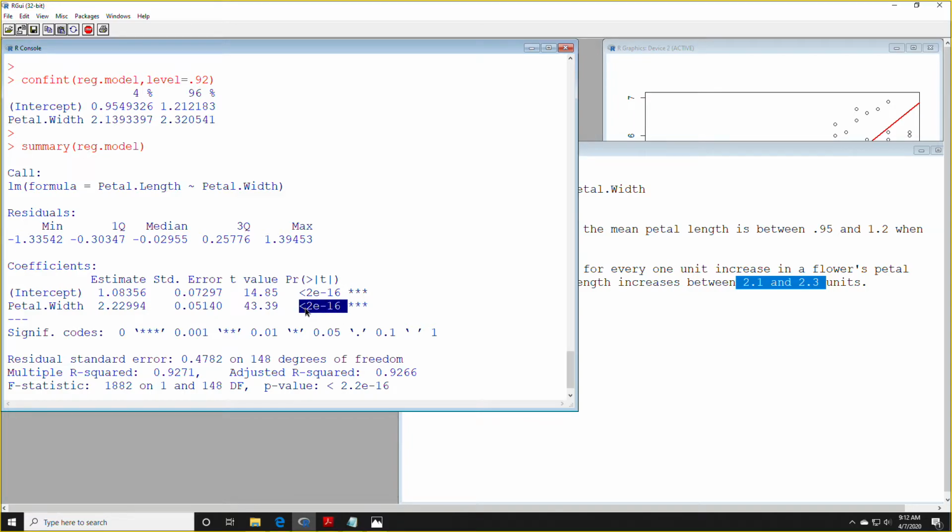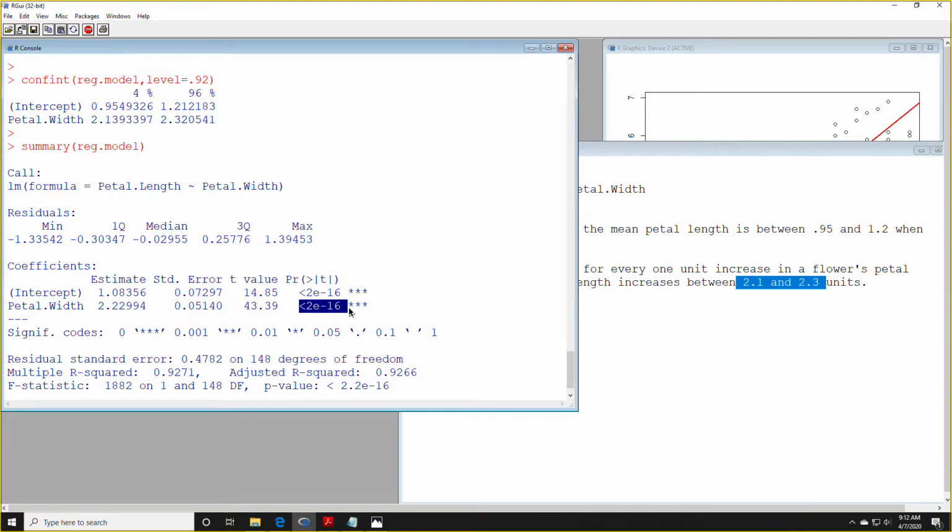This is what's going to be of interest to us, testing whether the slope is equal to 0, because that is what tells you whether x is related to y. Whether x, the predictor variable, is useful in predicting y. So the decision, again, this is a very small p-value.